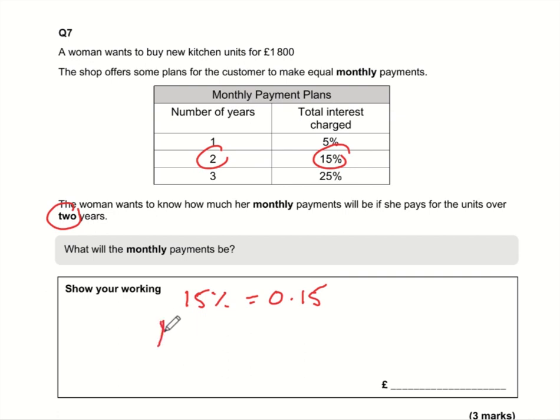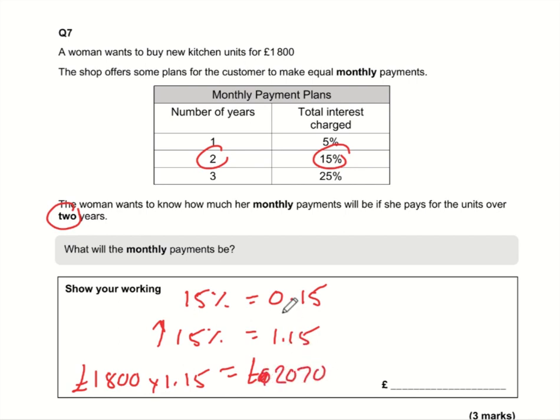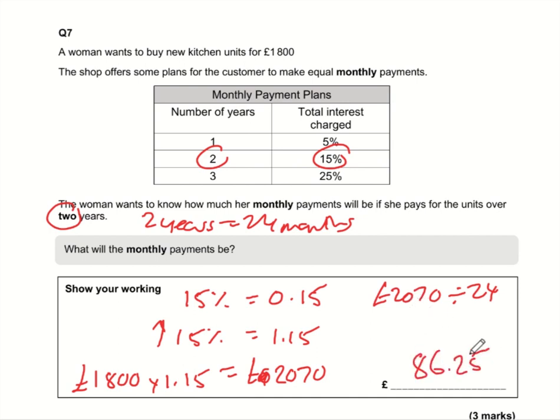Now if I want to increase something by 15%, instead of multiplying by 0.15, I'm going to add 1 to it, and 1 plus 0.15 is 1.15. So if I'm increasing 1800 by 15%, my calculation is 1800 times by 1.15, and that comes to 2070. So if she's paying over 2 years, that is 2 years is 24 months. So we just need to divide 2070 by 24, and that comes to £86 and 25 pence.